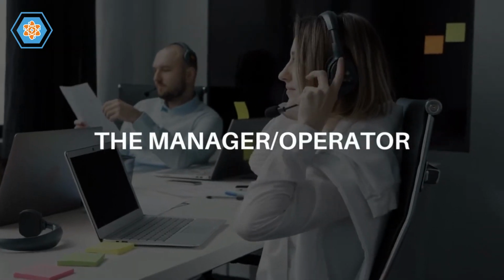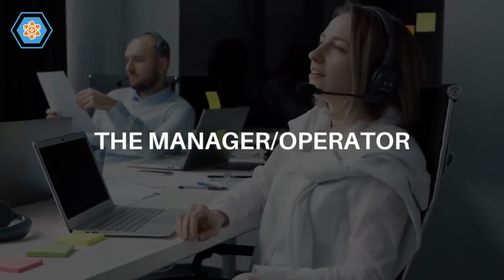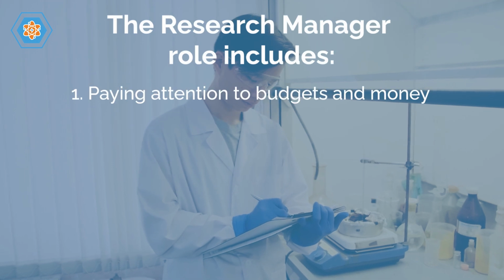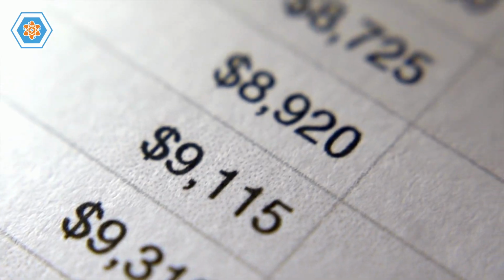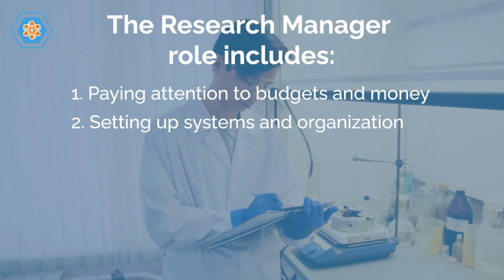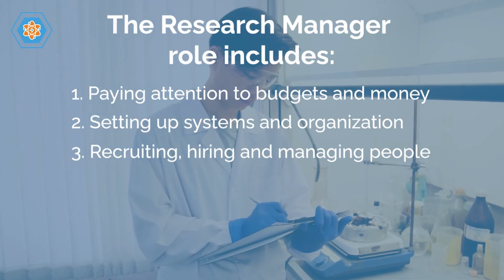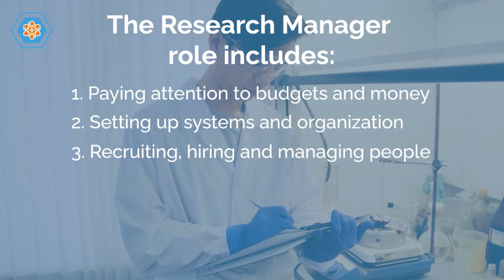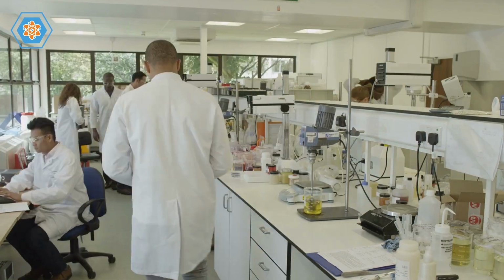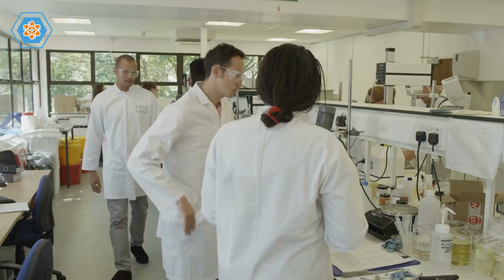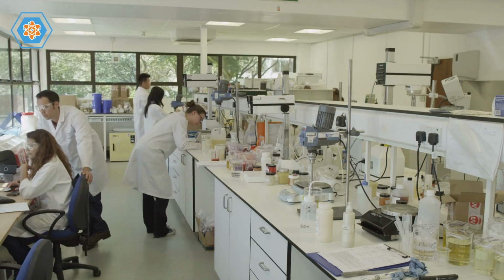So let's discuss the role of manager and operator of your research lab. The research manager and operator role includes paying attention to budgets and money. Where are the monies at? And being able to track them down and figure it out on a spreadsheet, for example. Setting up systems and organization. Recruiting, hiring, and managing people, and keeping the team on track and monitoring productivity, so that you know people are doing what they're supposed to and making progress, and that the overall research is making progress.